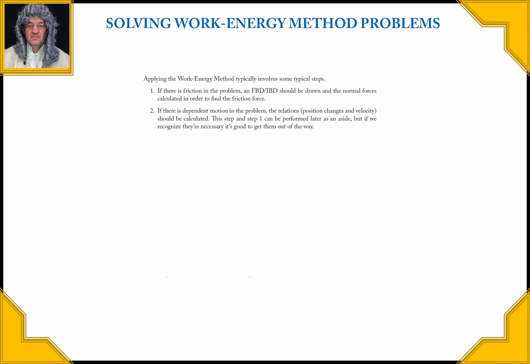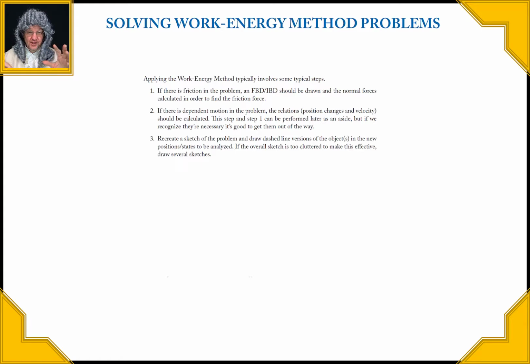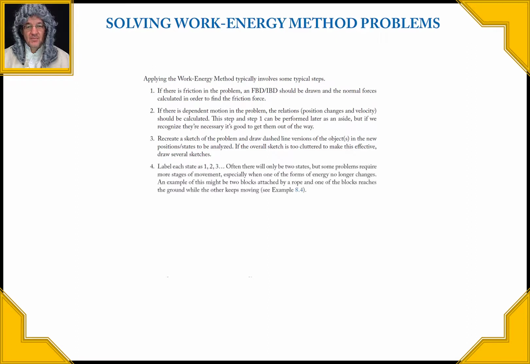And then you want to maybe redraw the problem, but draw it in different states. I prefer to draw it in dash line in the secondary state, but you should label what those states are, and be careful not to make it too cluttered. And then you'll want to label the states. So there might be multiple states. There might be an important thing that takes place at a certain location. And we'll see some problems, maybe take a look at there.